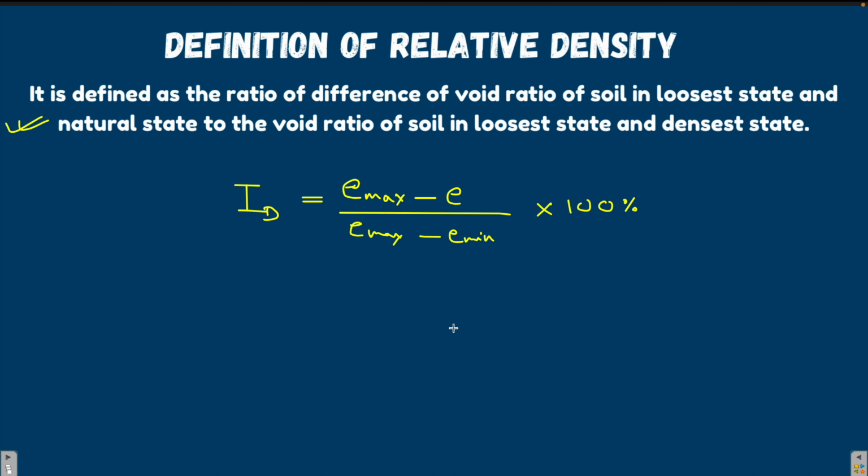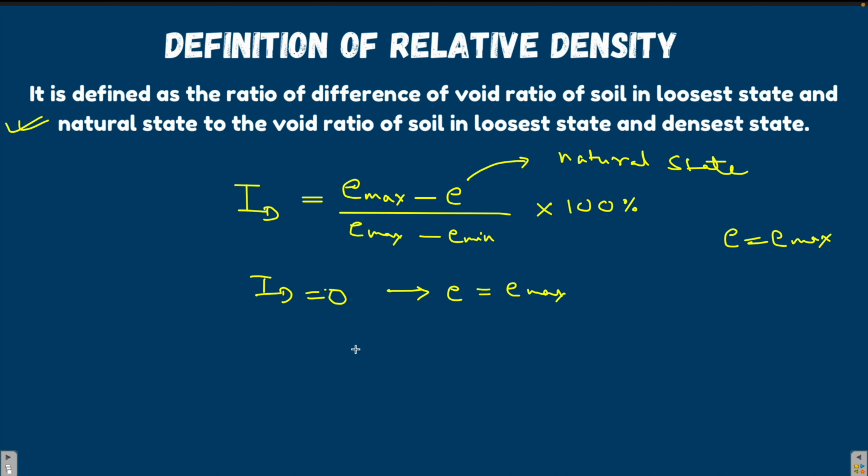Now, suppose the natural state of the soil is in its loosest form, that means e is equal to e max, then what will happen to the relative density? If e is equal to e max, the relative density will become 0, right? This is the scenario when e is equal to e max.